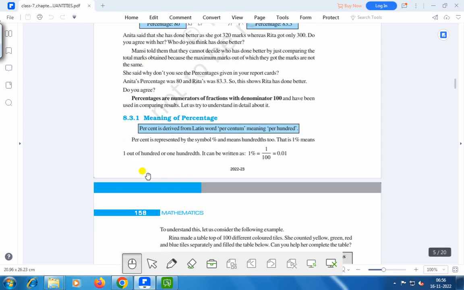Do you agree? Percentages are numbers. Percentages are numerators of fractions with denominator 100 and have been used in comparing results. Let us try to understand it in detail.